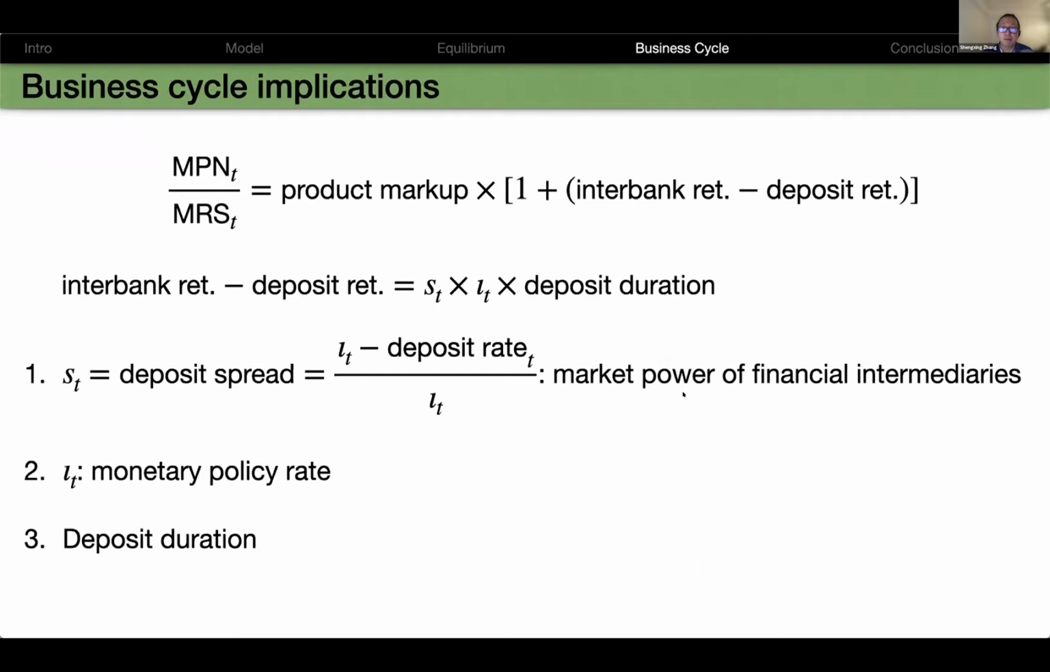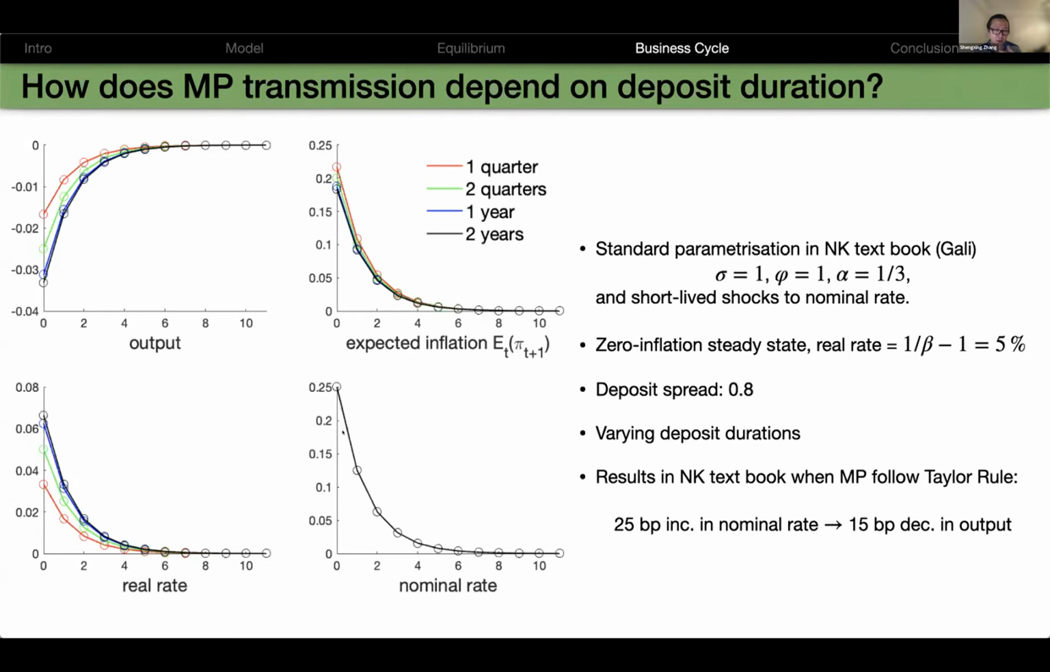One is the market power of the financial intermediary that we call theta_T, the bargaining power of the financial intermediary. Then it depends on the policy rate, i_T. The policy rate is a return per year, but our model period doesn't have to be a year. So the actual difference also depends on the model period, or the deposit duration. We want to first look at how important the deposit duration is, because as Harald said, this difference in the payment timing is important.